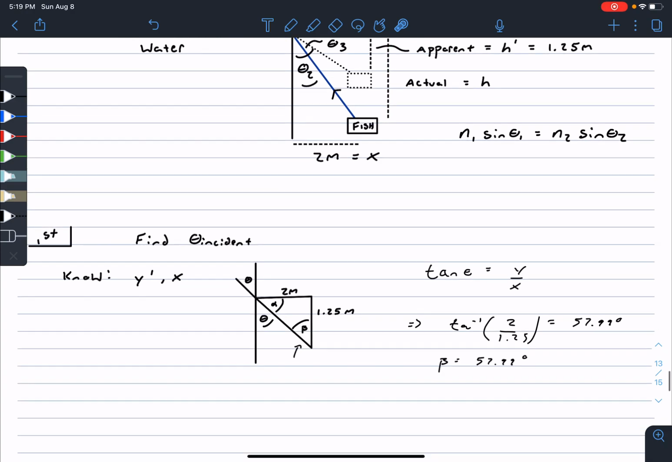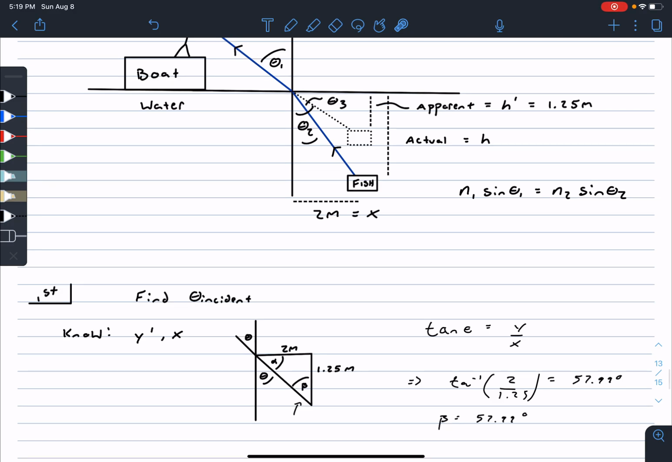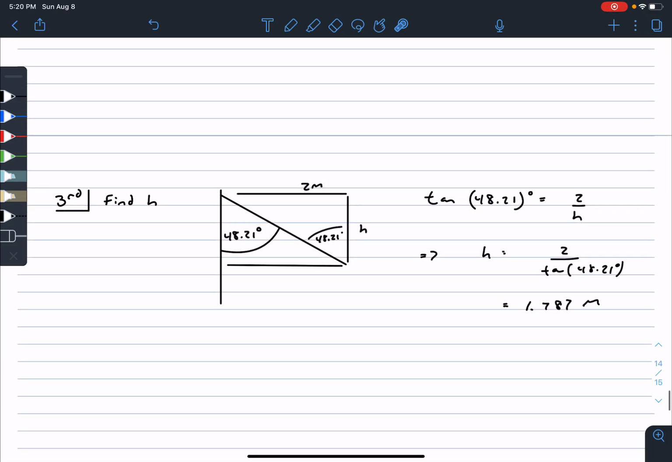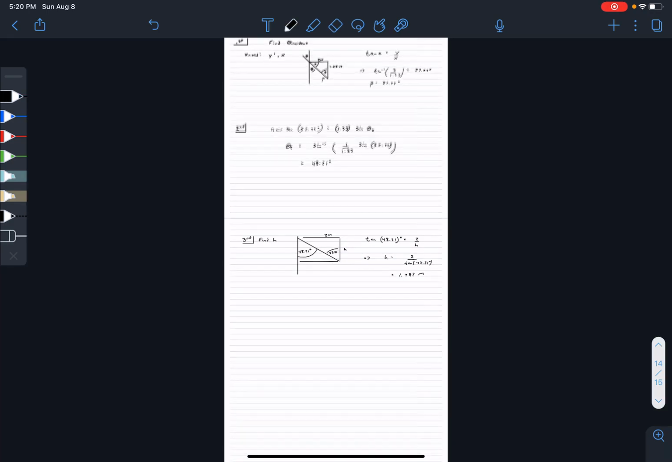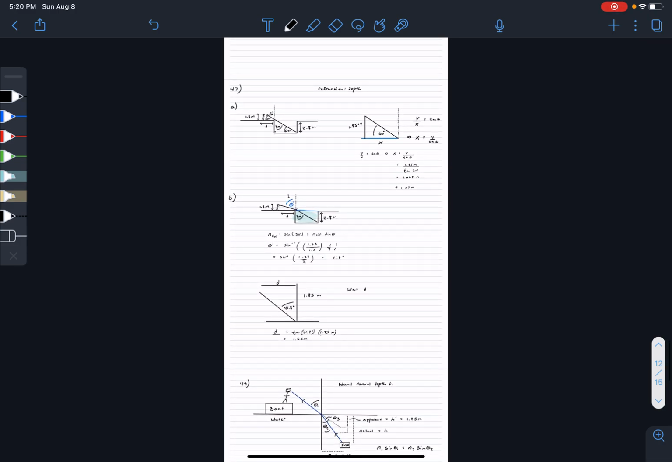So how did we do this again? We found the angle of incidence by using this trig identity here. We found this angle, which was the same as this angle. We then used Snell's law to find the angle of refraction, the actual angle of refraction. We then used trigonometry again with the angle of refraction to find the height. So, all right, that's how I did it. There are other ways to do it. If you know of a better way or an easier way, please let me know.